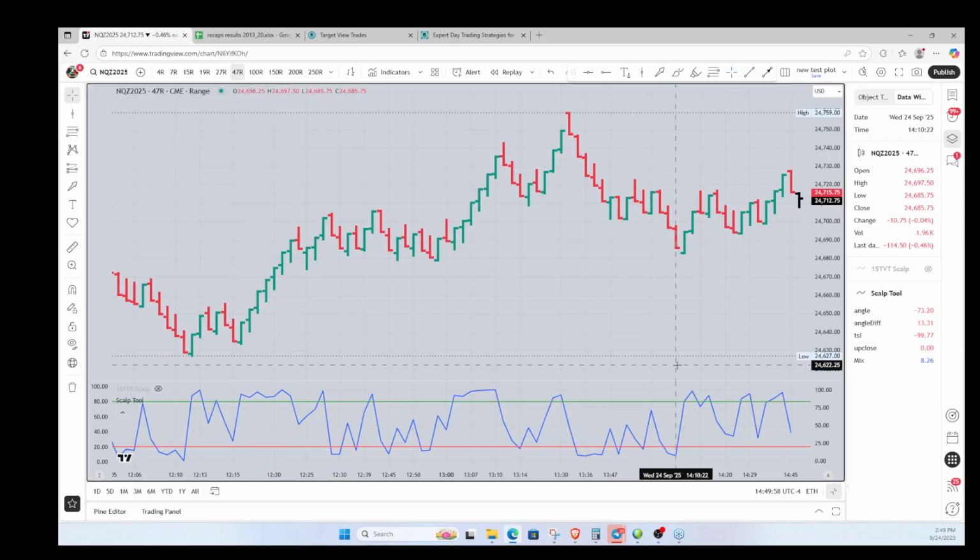Right here, you would buy the open of the next bar. And right here, you'd buy the open of the next bar. Right here, you'd sell the open of the next bar. Right here, you'd buy the open of the next bar. This went up quite a bit before it eventually closed down. But you see, so it works. It works on larger time frames too.